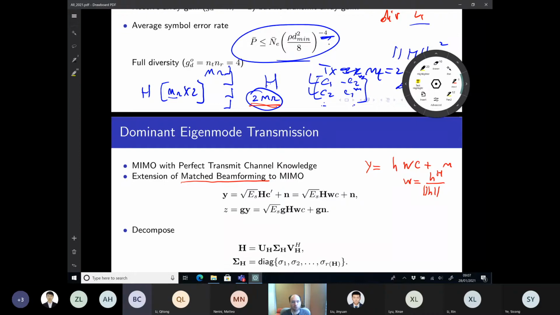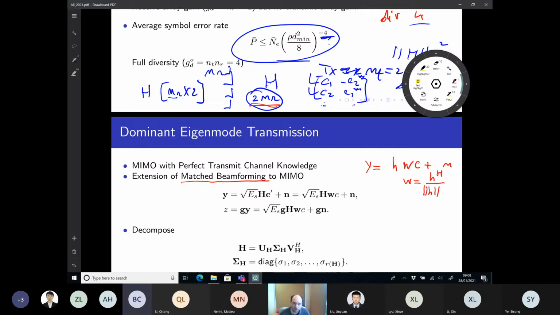Very reminiscent of what we did with maximum ratio combining, right? Maximum ratio combining essentially maximizes the SNR. You receive the SNR. You can view this as a form of matched filter. And here, you do the same thing, but at the transmitter. So you maximize the SNR by matching the precoders to the channel vector, right?